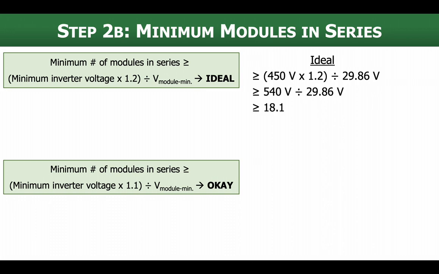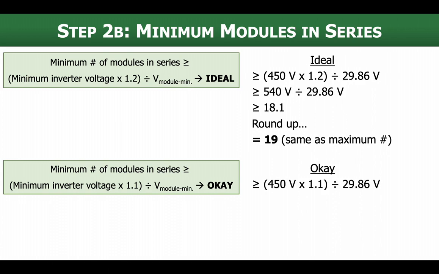Divided by 29.86 says greater than or equal to 18.1. If we round down, well, now we're not going to have enough. So we want to round up to 19. So 18.1 gets rounded up in this case to 19 modules, which is what? The same number as the maximum. So what are our choices? 19 or 19? I hope you like 19. Okay, that's ideal. What about okay?